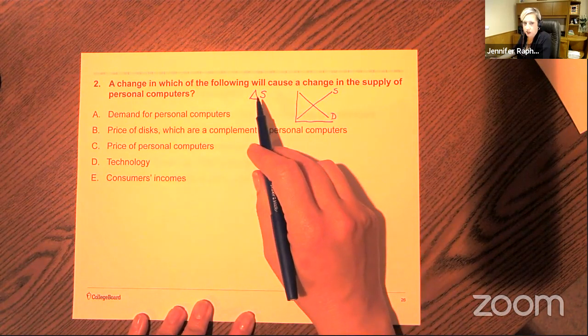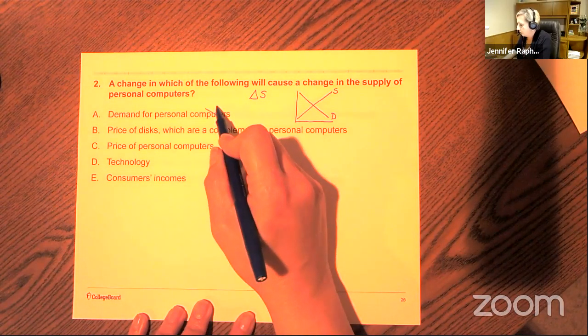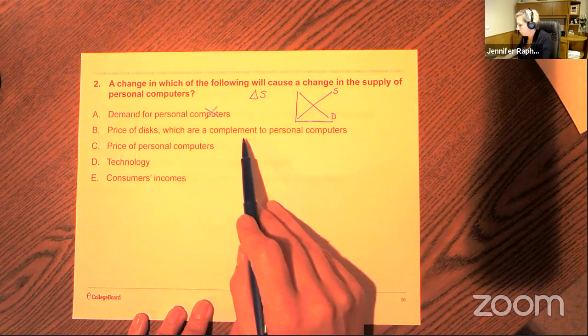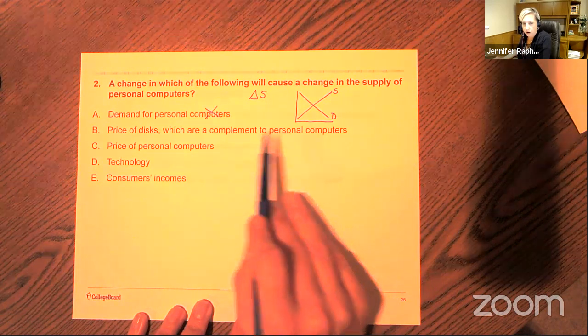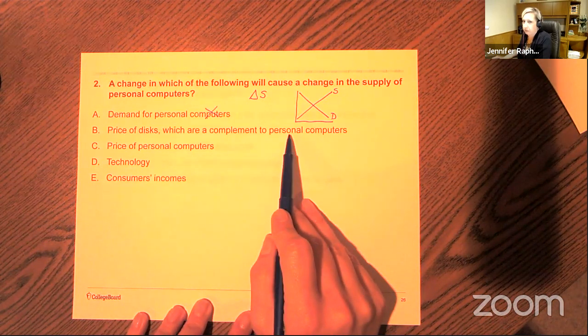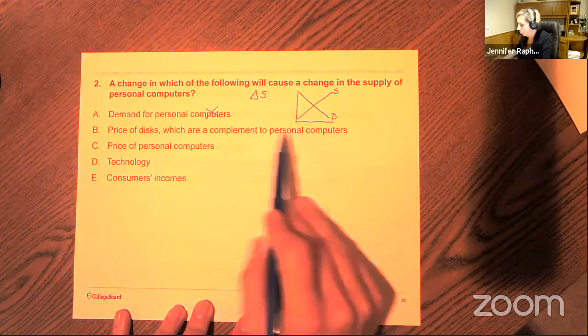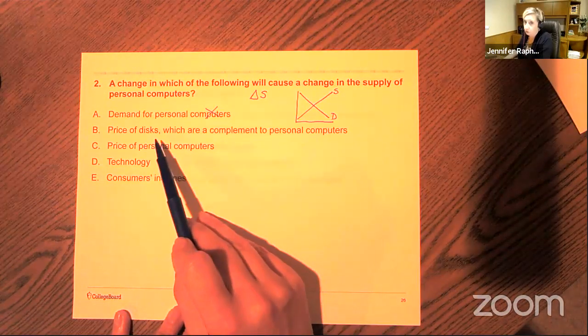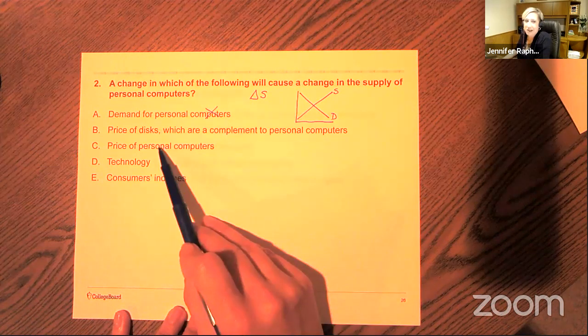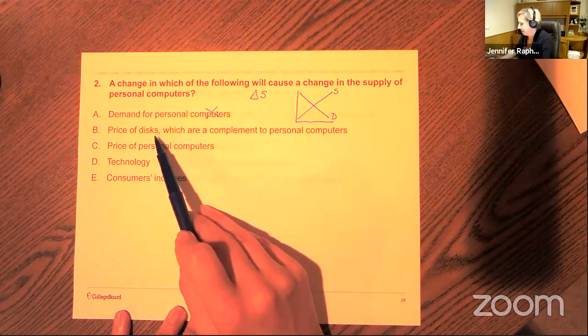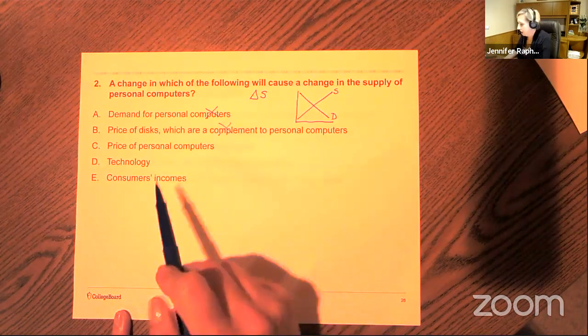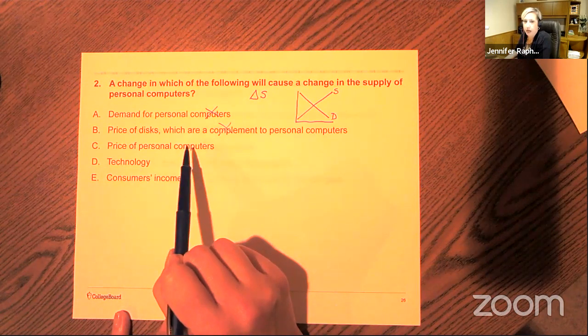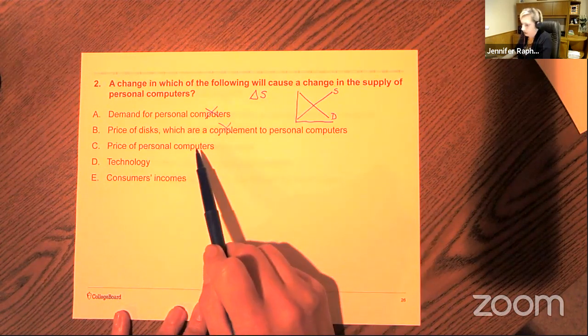It's going to cause a change in quantity supplied. The price of disks, which are complements to personal computers. Well, when we're talking about complementary goods, we're probably talking about consumers, right? Producers don't necessarily produce computers and disks, but consumers certainly used to use computers and disks together. So that's not the answer. The price of personal computers will not change supply. It will change quantity supplied.